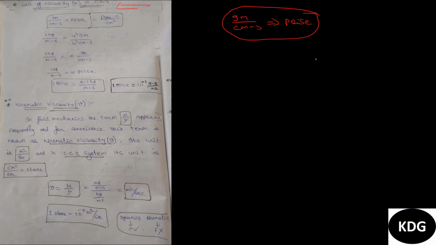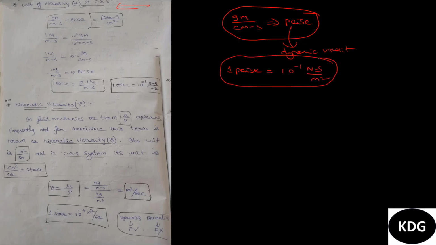Generally in the market, on oil drums and containers, it will be mentioned as Stokes or poise. Stokes is for kinematic viscosity and poise is for dynamic viscosity. So 1 poise equals 10 to the power of minus 1 Newton second per meter square. You should remember this, because sometimes in exams they will mention only poise, but you need to convert it into SI units, Newton second per meter square.